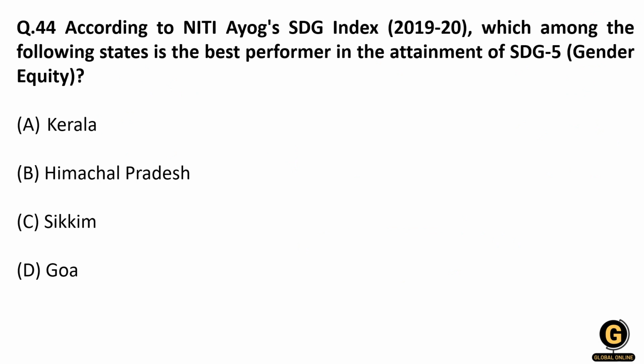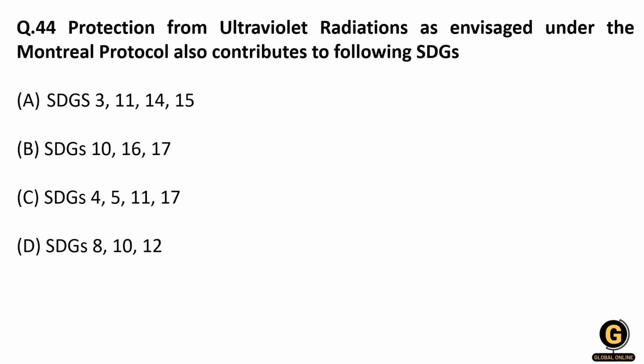According to Niti Aayog's SDG index, which among the following states is the best performer in the goal SDG 5, that is gender equity? So students, as we have seen, Kerala tops the overall index, but in the gender equity, Himachal Pradesh has the score of 52 and Kerala has the score of 51. So you have to remember Himachal Pradesh tops the SDG 5, that is gender equity goal index, and the correct answer will be Himachal.